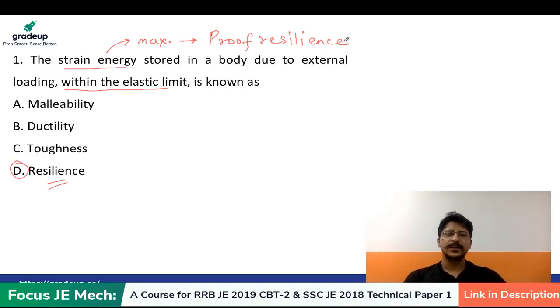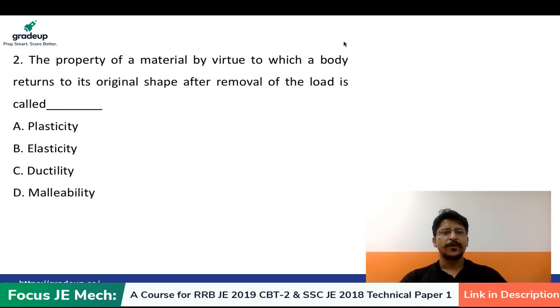Okay. Now let us see the next question. Question number 2. The property of the material by virtue of which a body returns to its original shape after removal of the load is called. What is that property of the material called? Yes, I am getting some answers. All of you are doing great. B is the correct answer for this one. That property is known as elasticity.